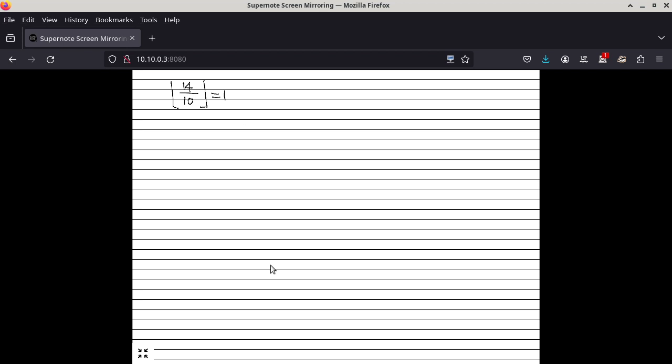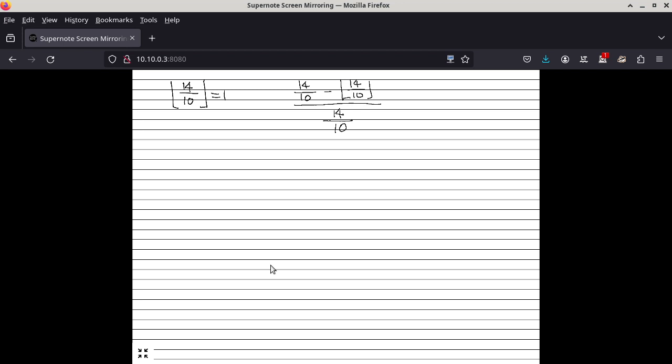What is the error in this case? In other words, if you compare the actual result of 14 divided by 10, and you say, but we are getting the floor of 14 divided by 10, and then you divide the entire thing by what you're supposed to be getting, which is 14 divided by 10, this gives you the rate of error, okay?